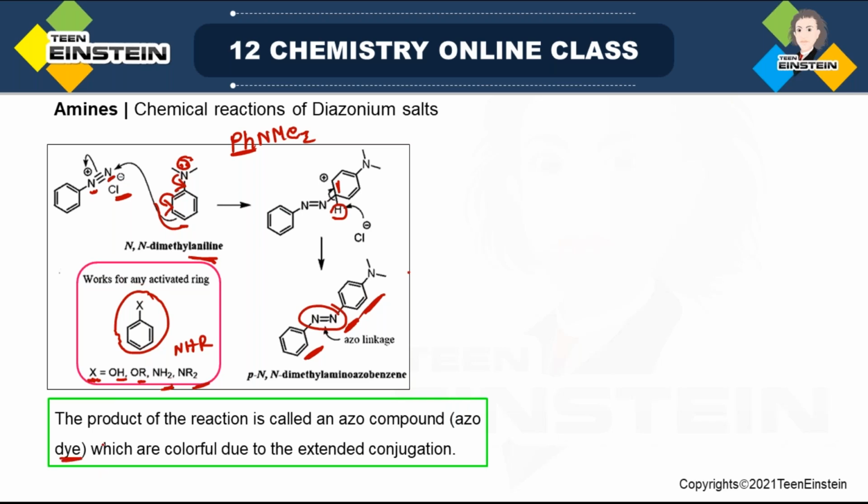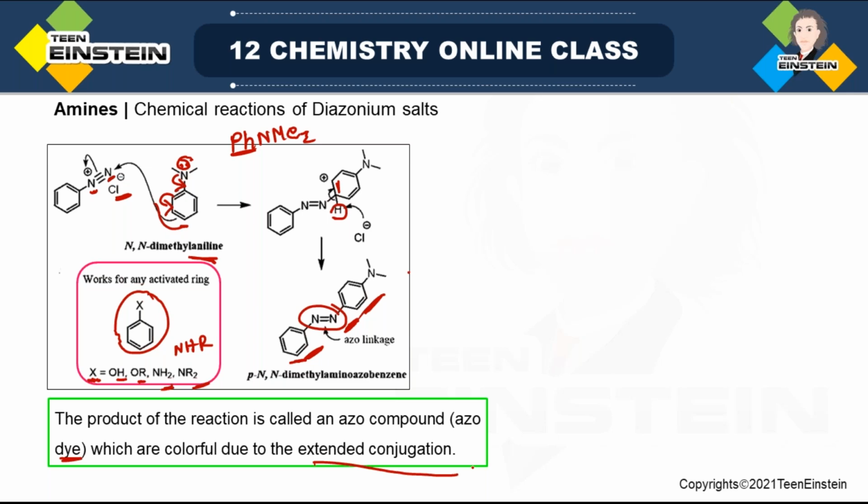Why is it called an azo dye? Because see, here extended conjugation is present. This benzene ring, then there is a double bond, then again another benzene ring. So even the double bonds of the first benzene ring, through this N=N double bond, can reach the other benzene ring. That is actually resonance, and because of this extended conjugation, they are always very colorful.